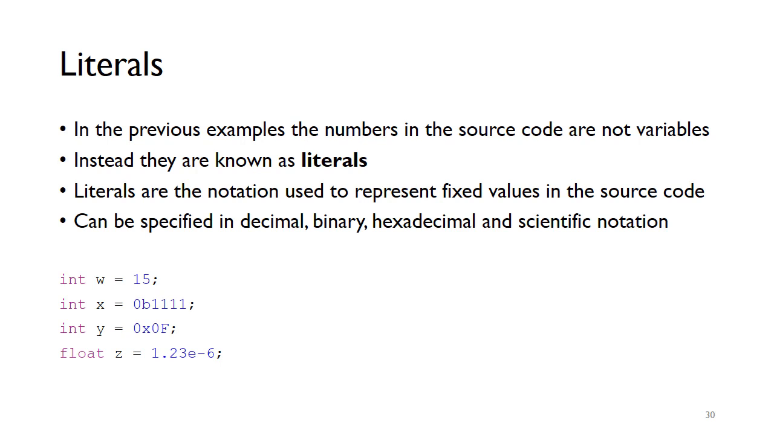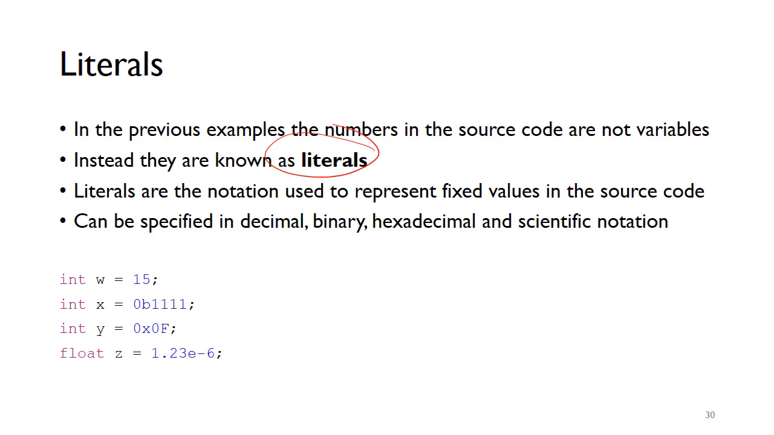So in the previous examples, the numbers in the source code are not variables. Instead, they're what we call literals. This is where we just type in a number. So we're not using variables, we're just literally typing in a number. So we use these to represent fixed values in the source code. And there's different ways of specifying these.